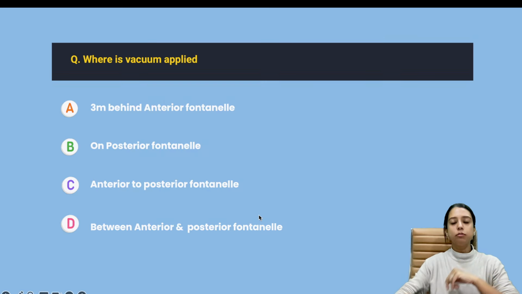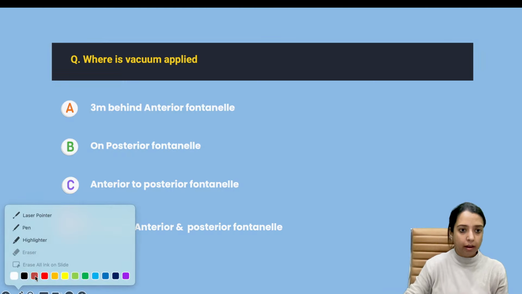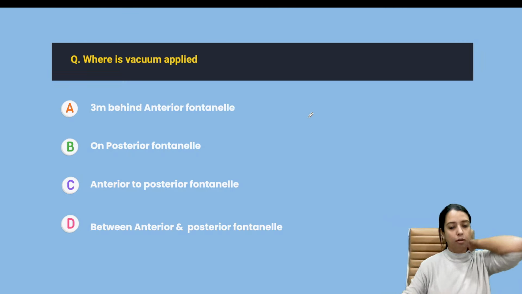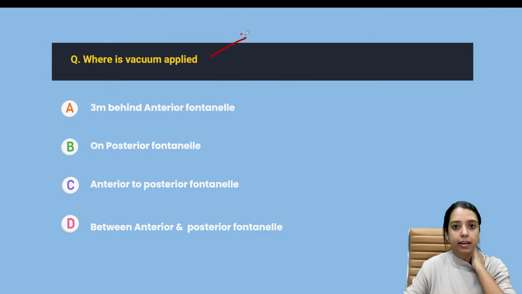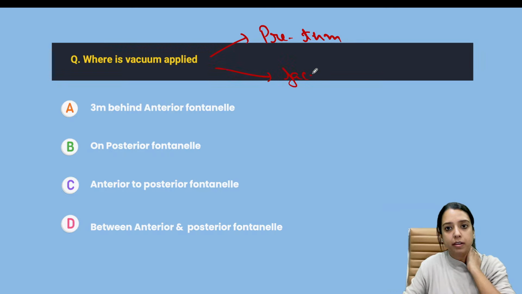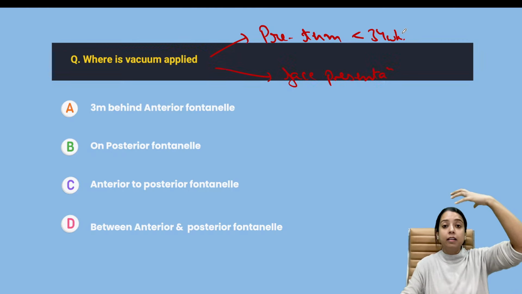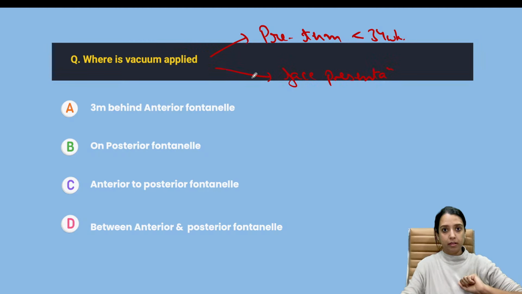Vacuum. Another instrumental delivery is vacuum. Important thing. Vacuum is a very good instrument. It causes less trauma to the mother. Forceps cause a lot of trauma to the mother. But vacuum has certain contraindications. You can't apply vacuum in a preterm baby. You just can't. And you can't apply vacuum in face presentation. You can apply forceps in a face presentation. But vacuum on face can't apply. In preterm baby less than 34 weeks, you can't apply. It will result in cephalhematoma. Okay? So these are the two contraindications for vacuum.